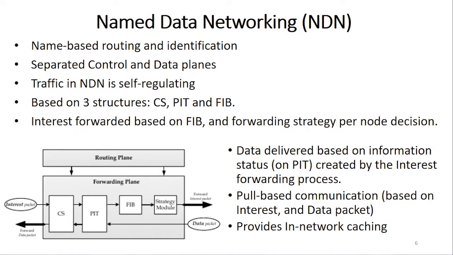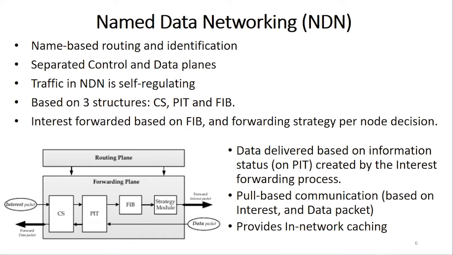In NDN, routing and content identification are based on names instead of IP addresses. It's designed with the forwarding and routing planes separated, and the security is built into the NDN structure. Each NDN node is capable of regulating the traffic thanks to the strategy layer, which is smart and adaptive.